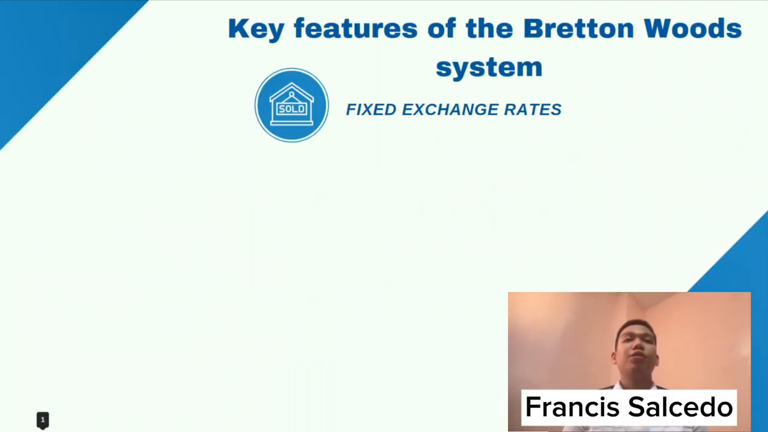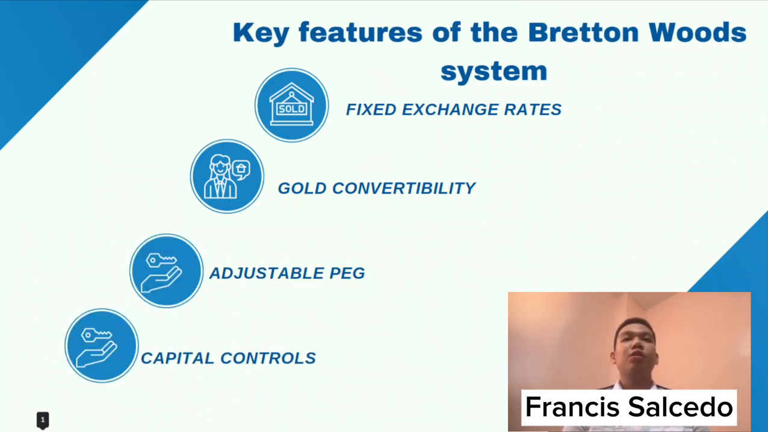These include the key features of the Bretton Woods system: fixed exchange rate, gold convertibility, adjustable peg, and capital control. Fixed exchange rate: member countries agreed to peg their currency to the US dollar, which was in turn pegged to gold. This created a fixed exchange rate system where currencies had defined values relative to each other. Gold convertibility: the US dollar was convertible to gold at a fixed rate. This means that other member countries could exchange their US dollar holdings for gold if they wished to do so.